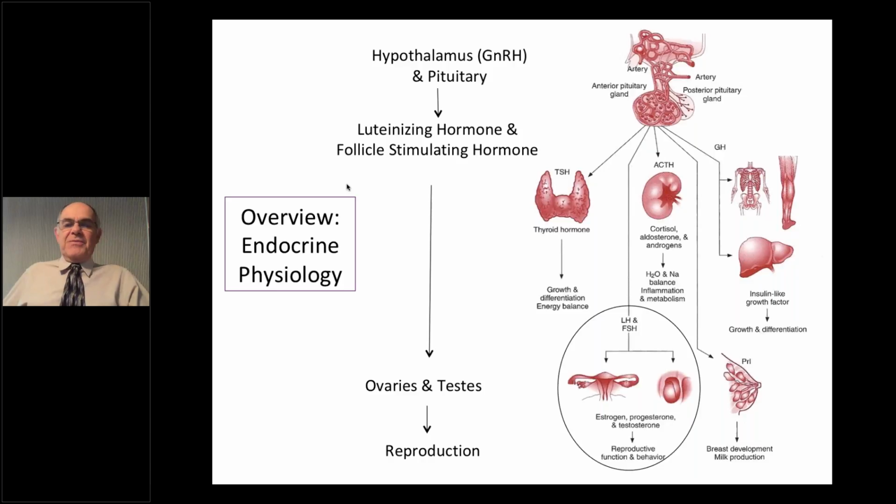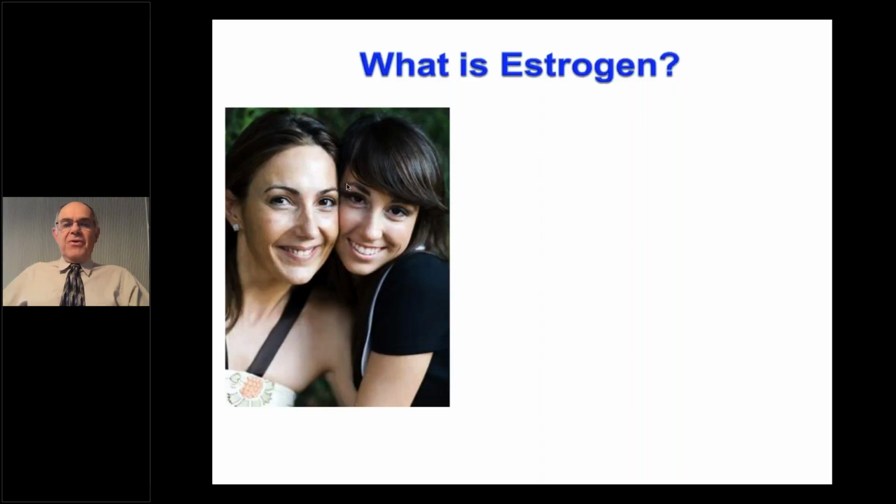We've been talking about TSH and thyroid hormone. We've been talking about cortisol. ACTH is the activator of that, but we're going to talk mostly about reproduction, ovaries, and testes in this section. So what is estrogen?